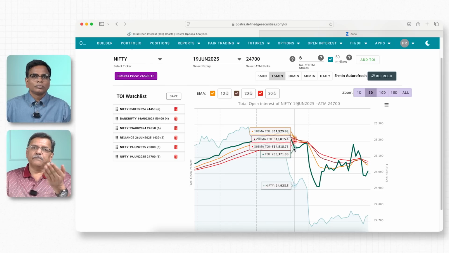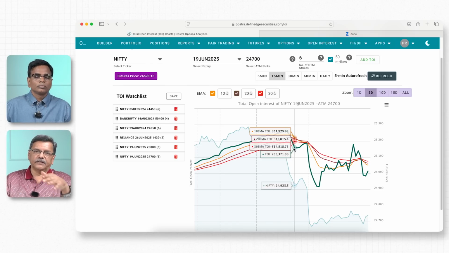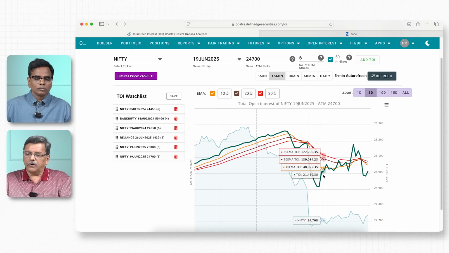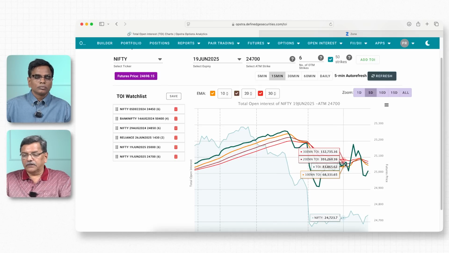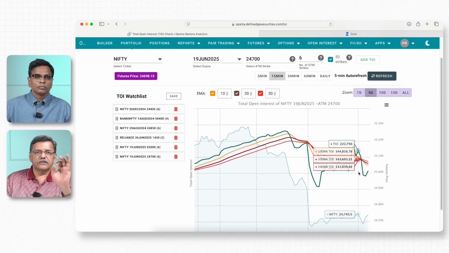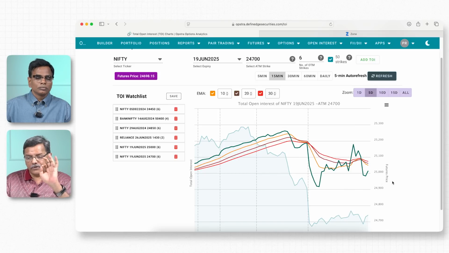Here is how to interpret it. When the blue line is below the two moving averages, that means it is bearish. If the blue line, which is the TOI line, is above the two moving averages, it is bullish, bullish for the underlying. So here it did drop down in the morning, but everyone knows the market recovered slightly in the second half. So that's why in a way it is undecided. It is not very clear whether the close was bullish or bearish as per the TOI.